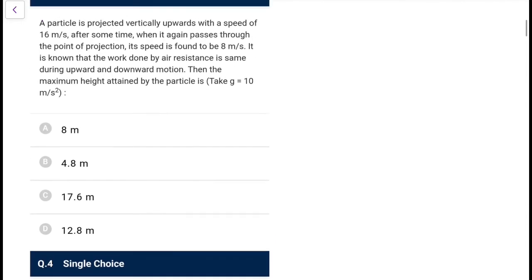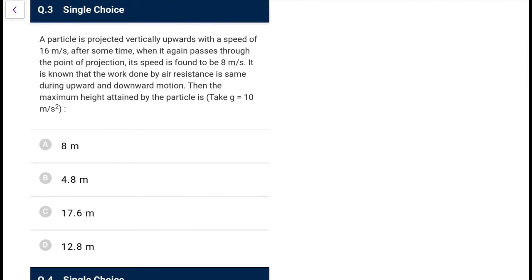Next. A particle is projected vertically upwards with a speed of 16 meter per second. After some time, when it again passes through the point of projection, its speed becomes 8 meter per second. It is known that the work done by air resistance is the same during upward and downward motion. Then the maximum height attained by the particle is.